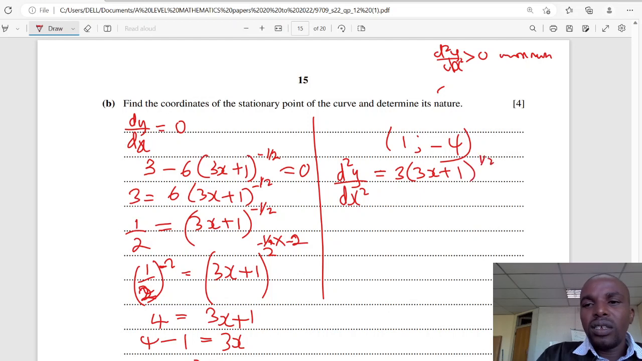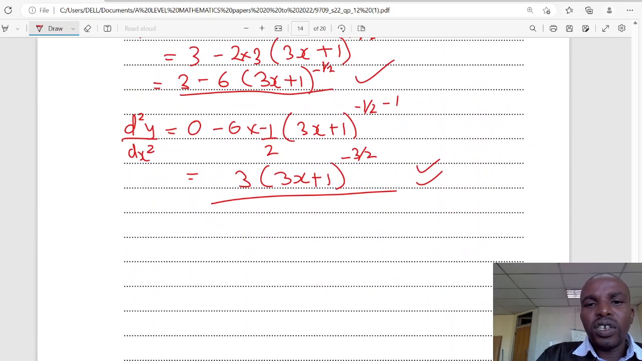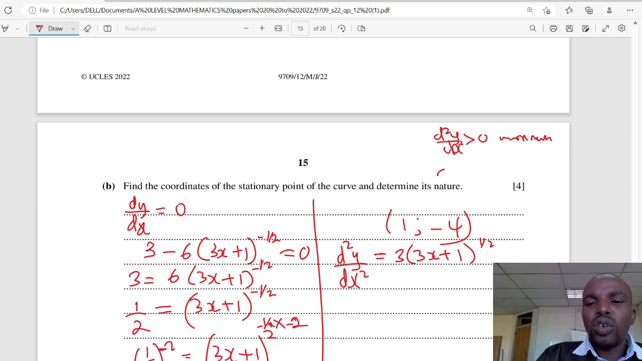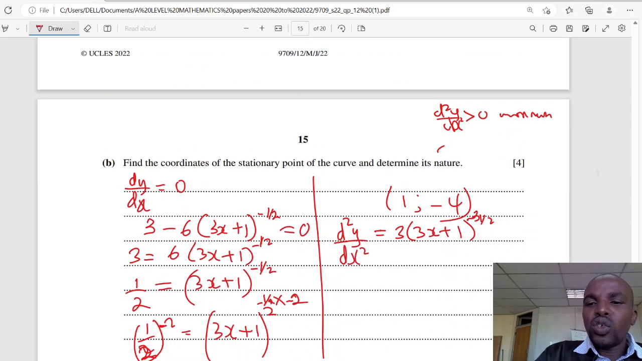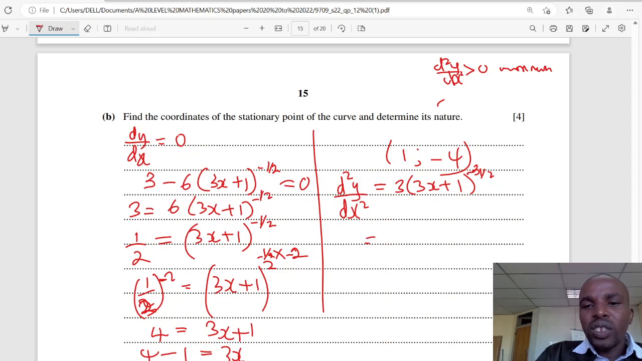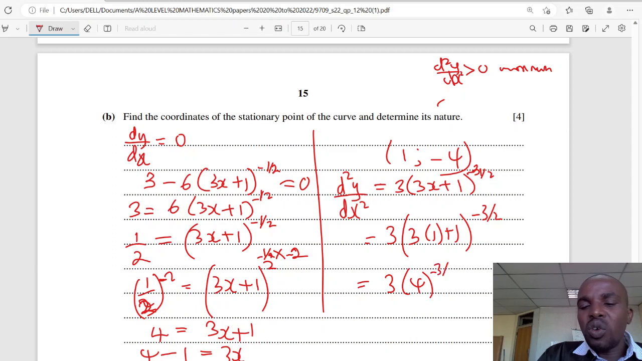To the power, is it half? To the power minus 3 over 2. So it will be, you put x equals 1. So it will be 3 times (1 plus 1) to the power minus 3 over 2. In this case, you get 4 to the power minus 3 over 2.